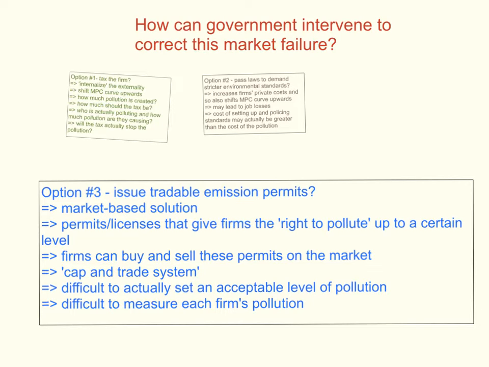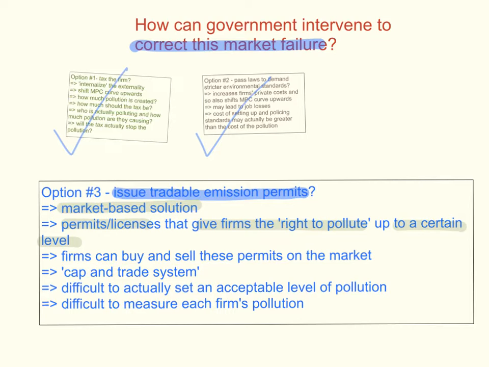Now this brings us to option number 3. We've had a look at option 1, which is to tax the firm, and option 2, which is to pass laws to demand stricter environmental standards. So option 3 for correcting market failure in the case of negative externalities of production is to issue tradable emission permits. This is a market-based solution, so it's a solution that turns to the markets. What happens is that the government issues permits or licenses that basically give firms the right to pollute up to a certain level.